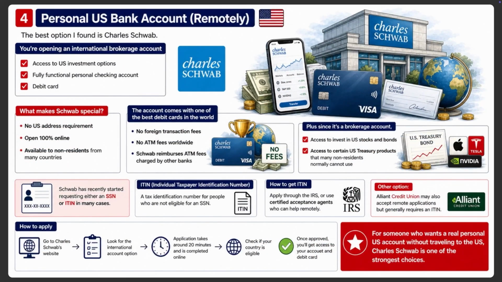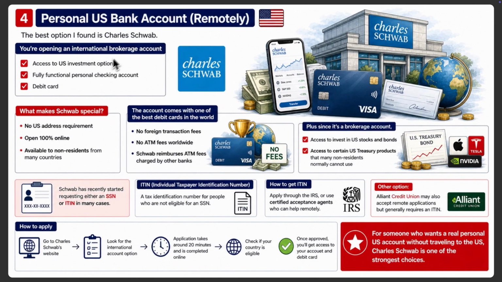The fourth method brings us closer to the real US banking system. This is the first option that gives you a legitimate personal US account in your own name through a major American financial institution. The requirements are higher, but it can be done remotely. The best option I found is Charles Schwab. The interesting part is that you are technically opening an international brokerage account.